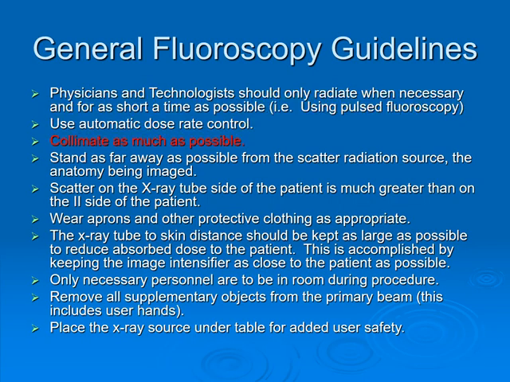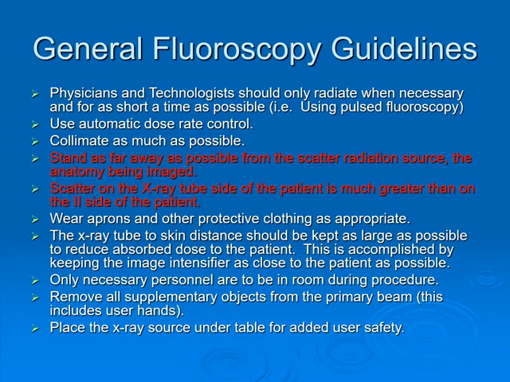Collimate the beam as much as possible. This will reduce the scatter radiation to the surrounding staff. Stand as far away as possible from the scatter radiation source. This is the anatomy being imaged. In addition, scatter on the X-ray tube side of the patient is much greater than on the image intensifier side of the patient.